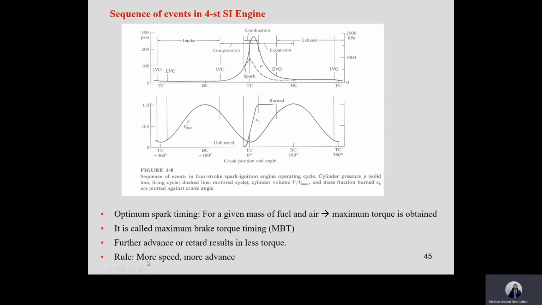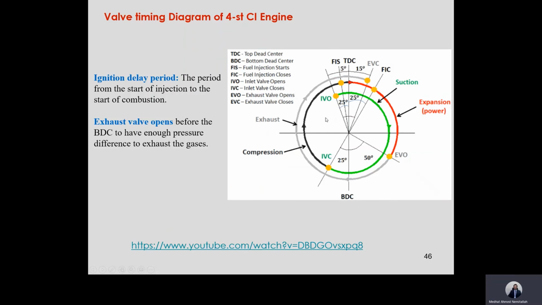If we have a higher speed, that means we need to advance the spark a little bit. Make the spark advanced while the piston is in the compression stroke, to have time to make sure that the peak pressure is very close to the top dead center. And this is also the spark timing for the compression ignition.